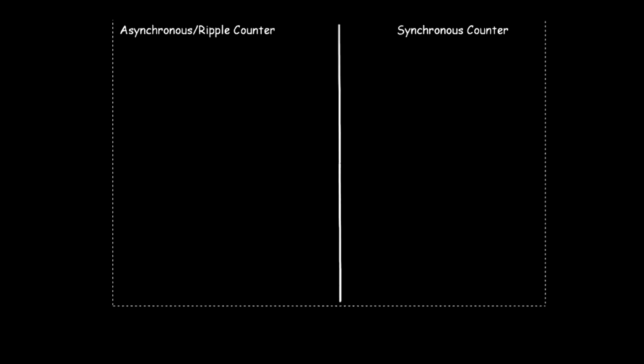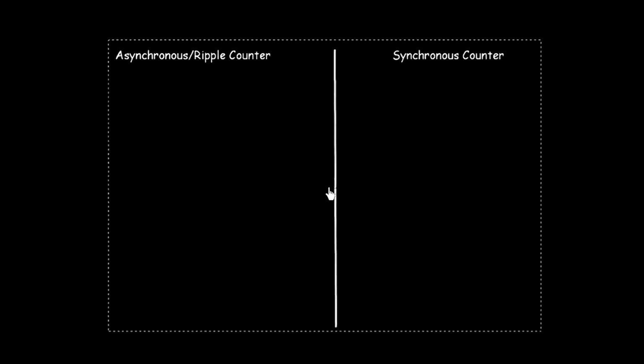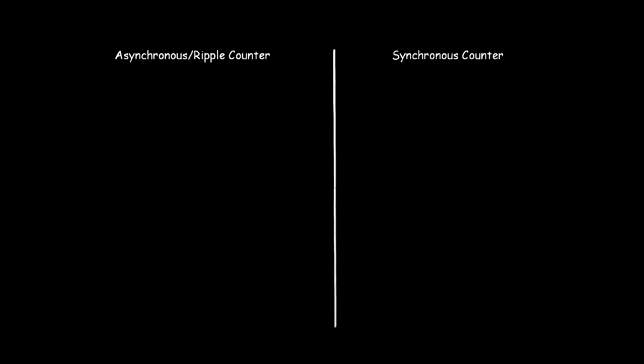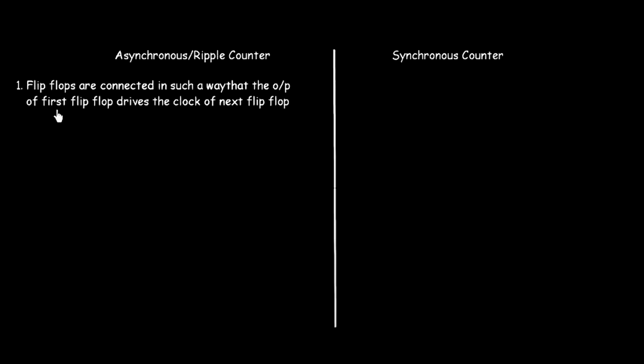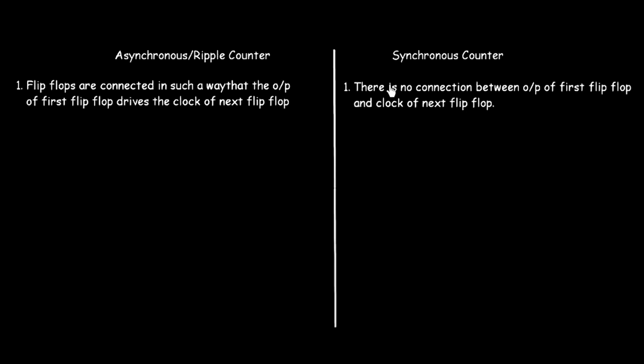The first column is for the asynchronous or ripple counter, and the second column is for the synchronous counter. So let's see the first point that you have to keep in mind. It says flip-flops are connected in such a way that the output of the first flip-flop drives the clock of the next flip-flop. I have already explained this point. In the synchronous counter, there is no connection between the output of the first flip-flop and the clock of the next flip-flop, because the clock is given simultaneously to all the flip-flops.